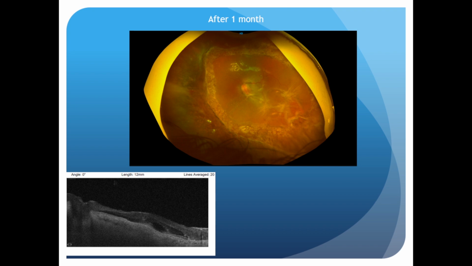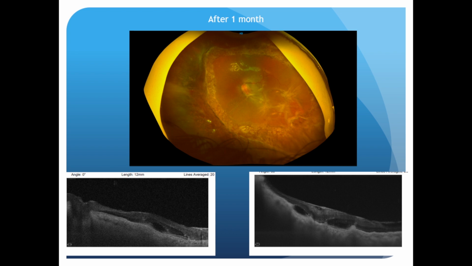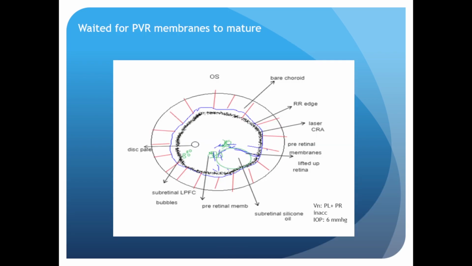This is the picture of 1 month after. Here in this picture, you can see the OCT picture. Here you can see some LPFC bubbles which are subretinal, along with some membranes in this area. So these are the LPFC bubbles which went under the retina. Waited for PR membranes to mature.